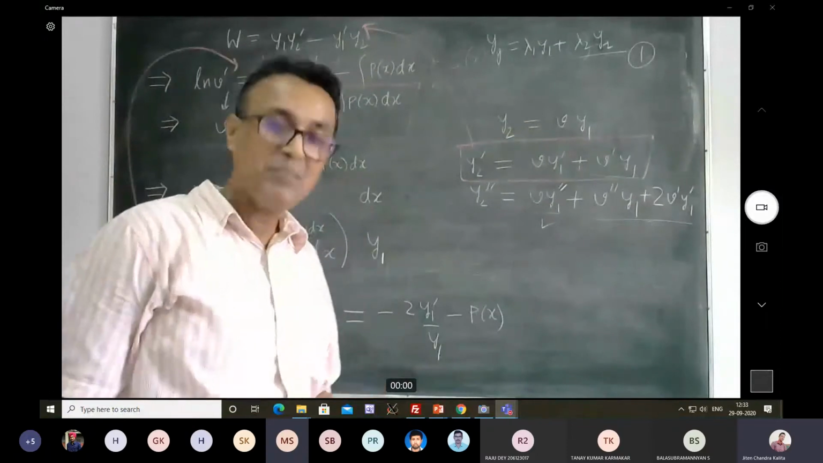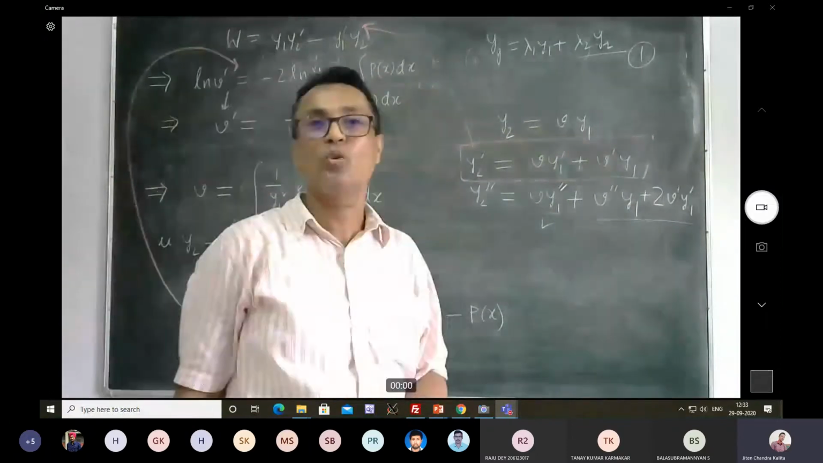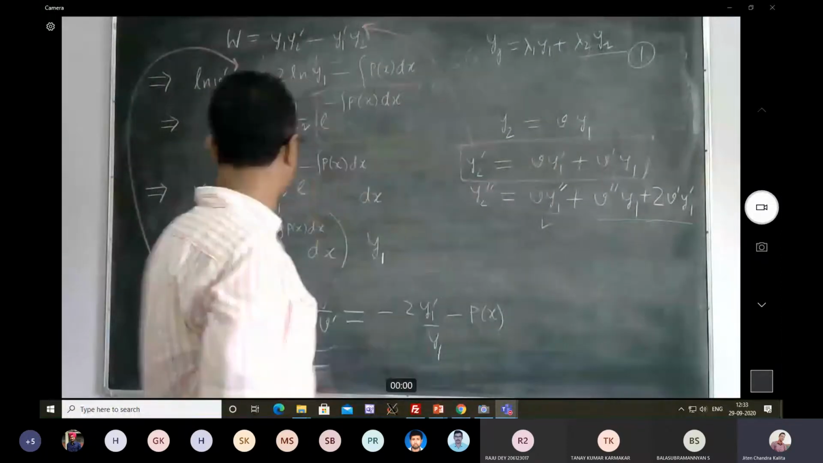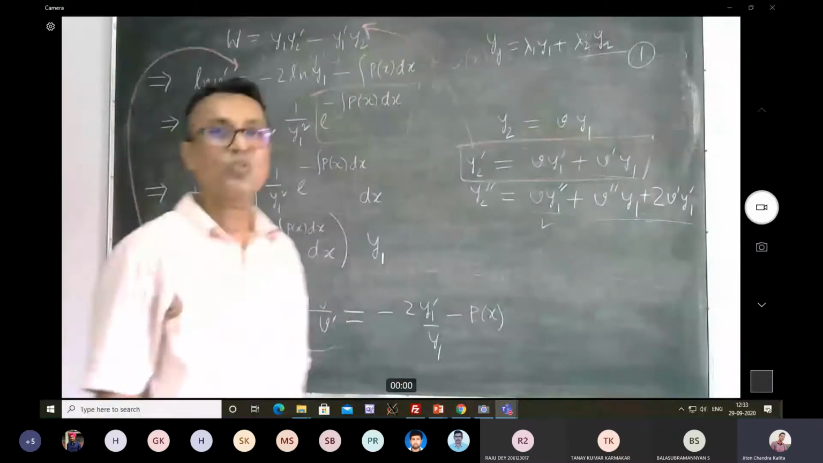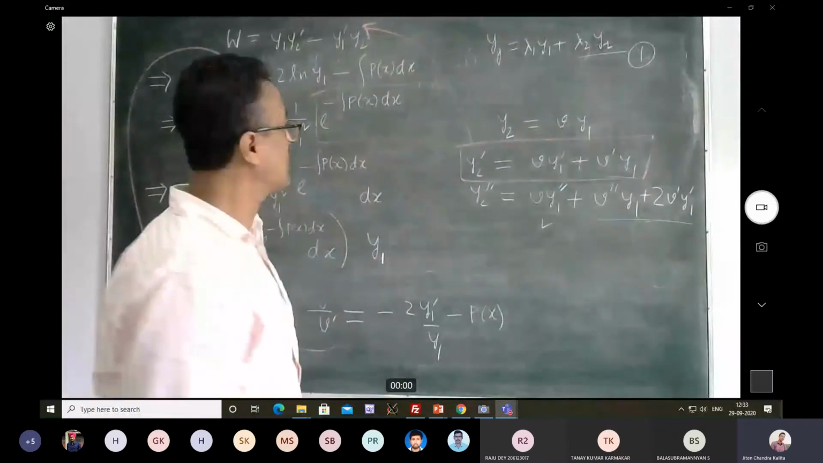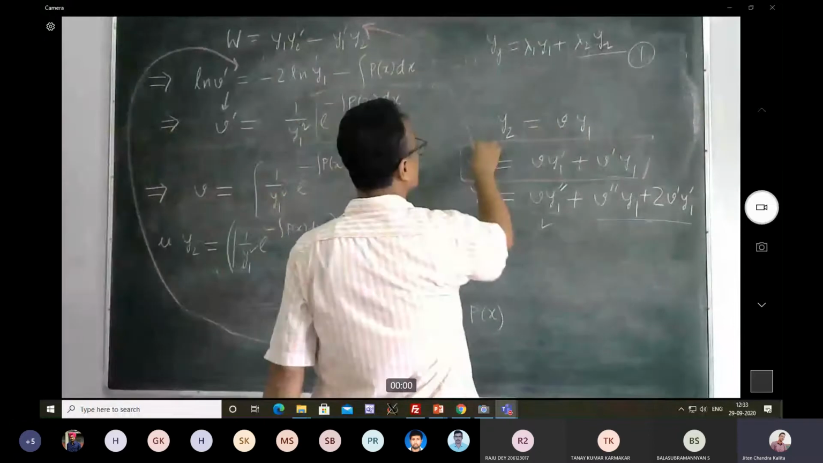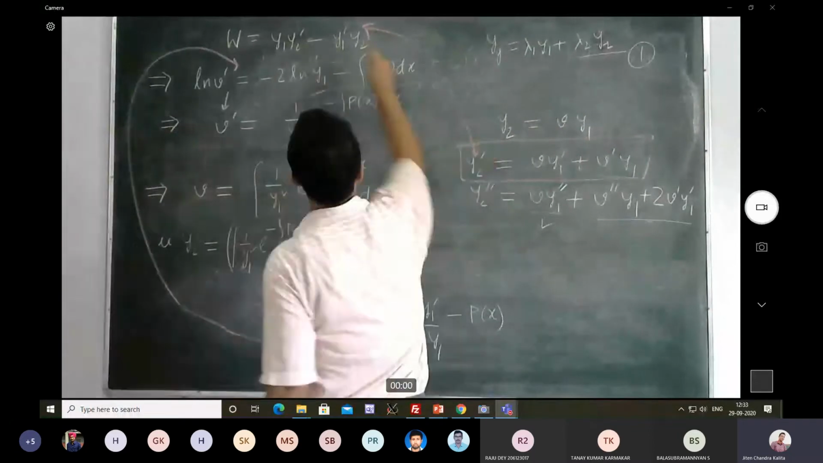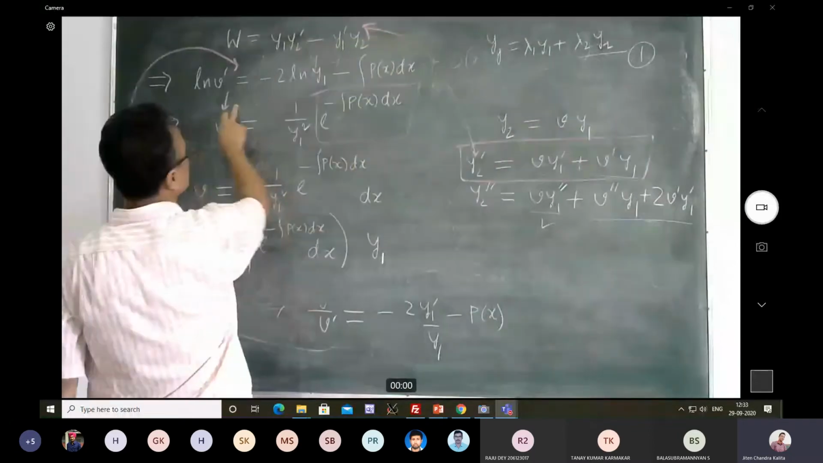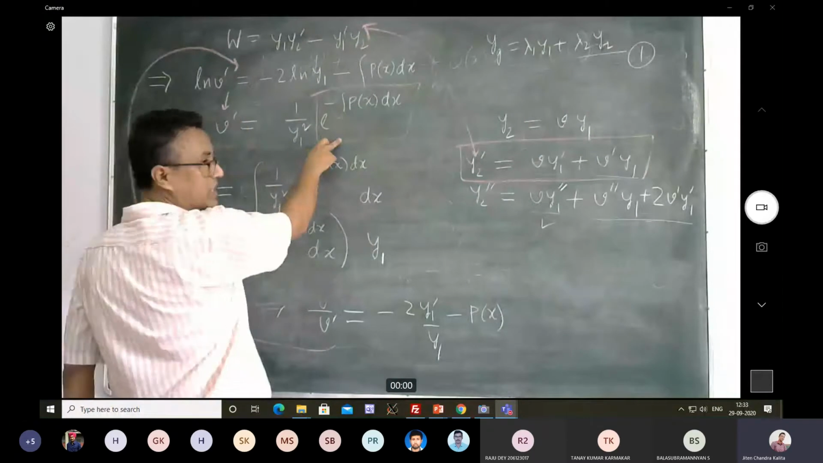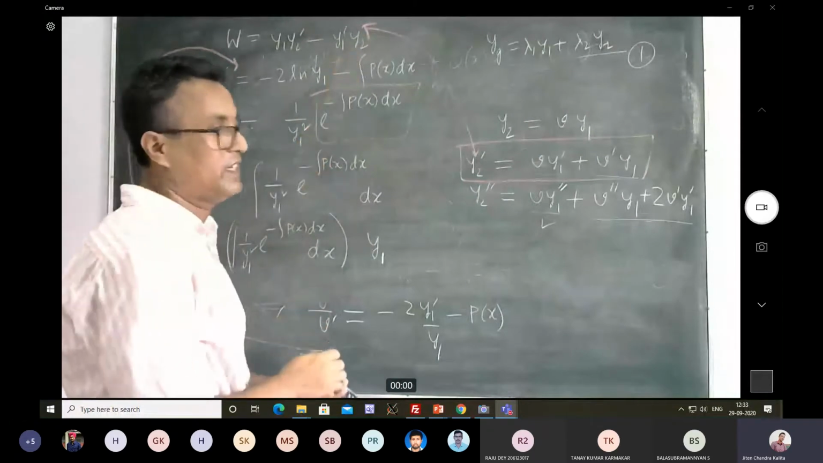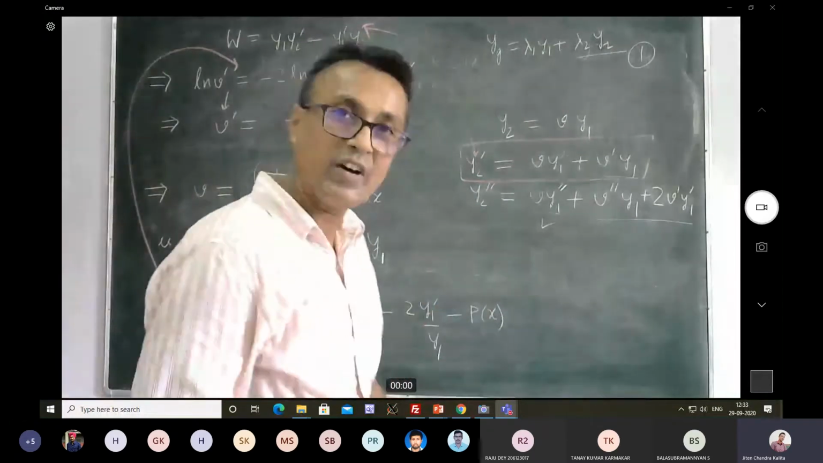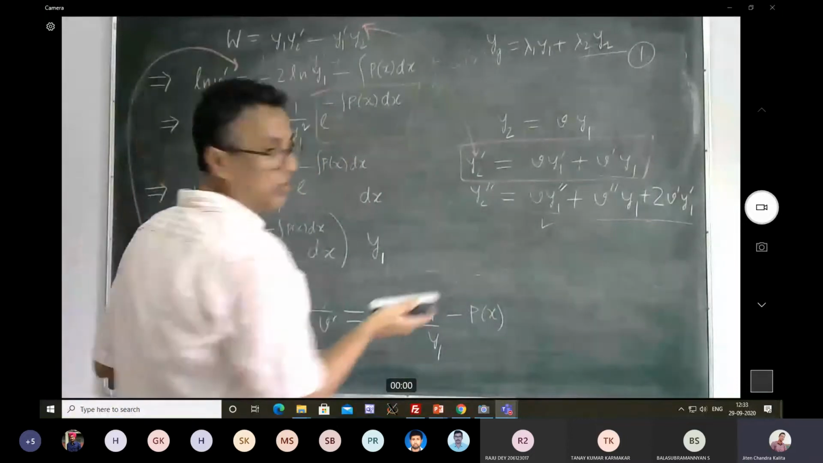My point is that you don't have to go all the way of differentiating these functions once again. That is simply going to be a waste of time. Simply make use of this expression here and plug that in here, because you have already found v prime from here. And eventually find the final answer. Fine?